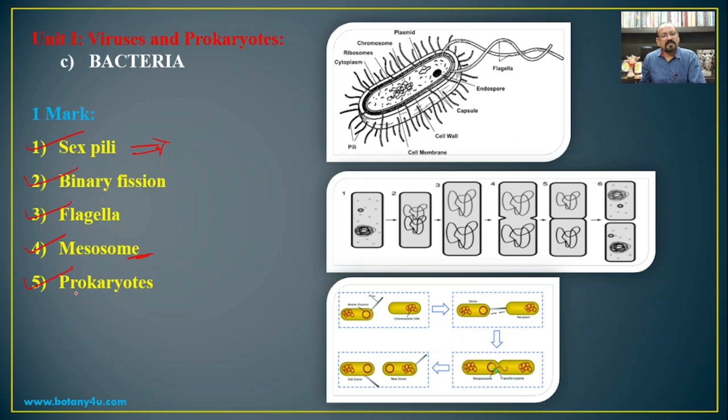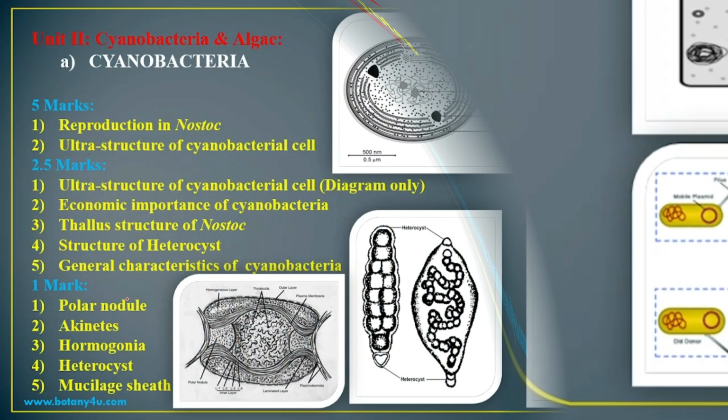Then prokaryotes is the general word we use when the nucleus is not provided with a nuclear membrane; such organisms are known as prokaryotes. So bacteria and cyanobacteria are the members which are included in prokaryotes.